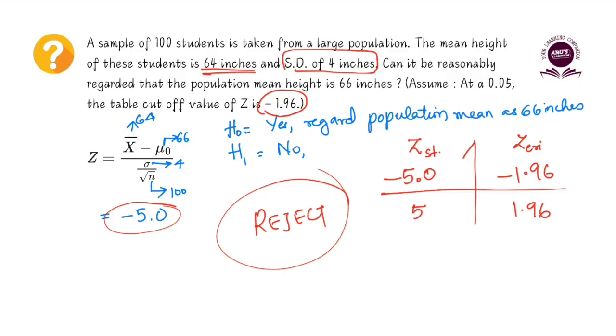Now if you look at this value, the z statistic, it is minus 5.0 and the critical value is minus 1.96. So minus 5.0 is far lower than the cutoff value of minus 1.96. This means that our population mean would be far lower than the sample's mean at 0.05 significance level. So once you do all your calculations and comparisons, you can conclude your answer by stating that it is not reasonable to regard that the population's mean height would be 66 inches at 0.05 significance level.